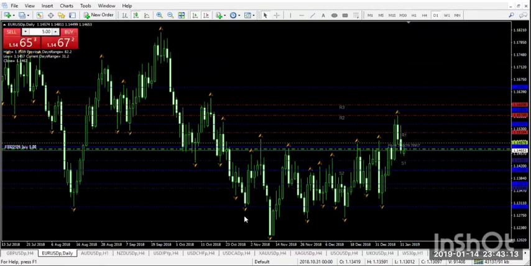And if you want to know which currencies are more popular, you should look at when a currency is traded and at what time.